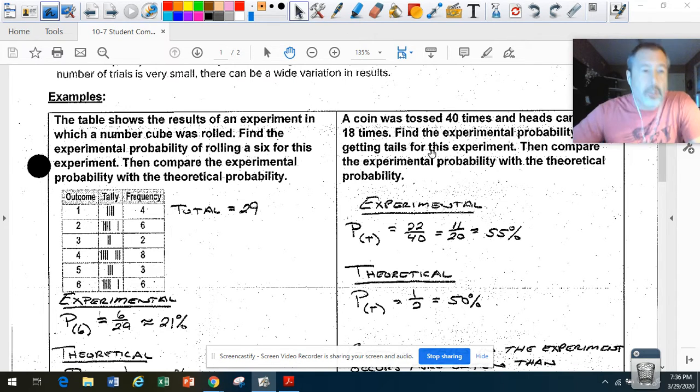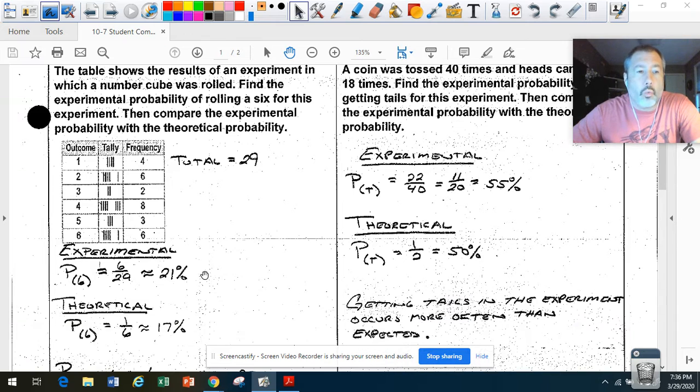Okay, so let's start here with the experimental probability that we have here. So basically they did the work for us. Somebody rolled the dice. If I count all these up, the 4 plus 6 plus 2 plus 8 plus 3 plus 9, that gives me a total of 29 rolls. And 1 came up 4 times, 2 came up 6 times, 3 came up 2 times, 4 came up 8 times, 5 came up 3 times, and 6 came up 6 times.